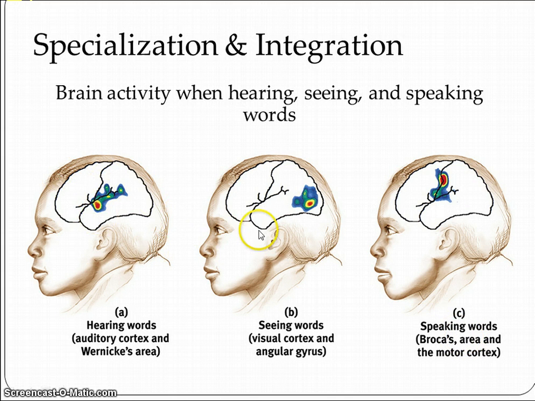So we know these areas of our brain are responsible for these types of functions because of technology. And later on in this unit, we'll be talking about the different ways we can physically study the brain through technology.